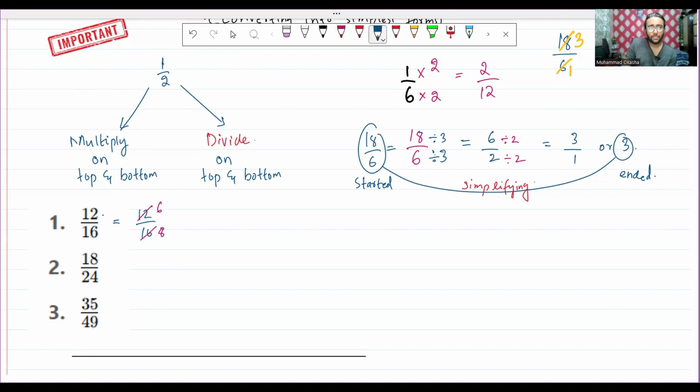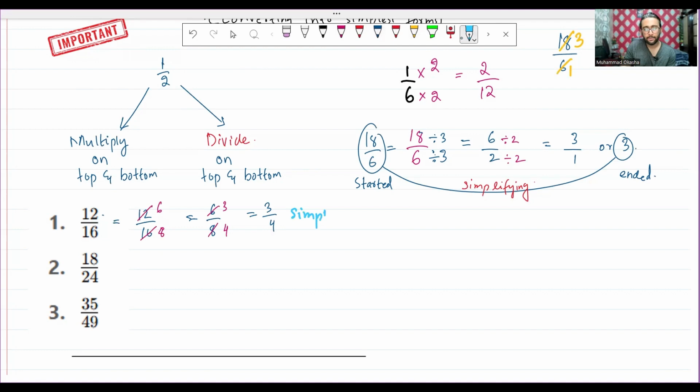So I'll be left with 6 divided by 8. I think I can do this one more time. 2 threes are 6, 2 fours are 8. So I'm left with 3 divided by 4. Can I simplify it any further? Is there a number that divides 3 and 4 both? The answer is no, apart from 1, of course. So this is the simplest form.